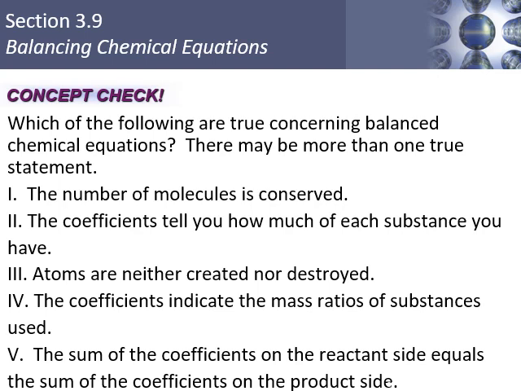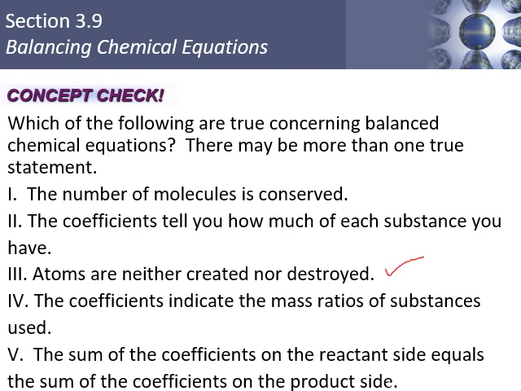Number 2, the coefficients tell you how much of each substance you have. What they mean by this is how many grams you have, and that's obviously not true either. It's telling you in the actual equation how many atoms or molecules you have, and in terms of moles, it's telling you the relationship between the number of moles of the reactants and products, but not the mass. Number 3, atoms are neither created nor destroyed. That's true. That's the only one that's true so far.